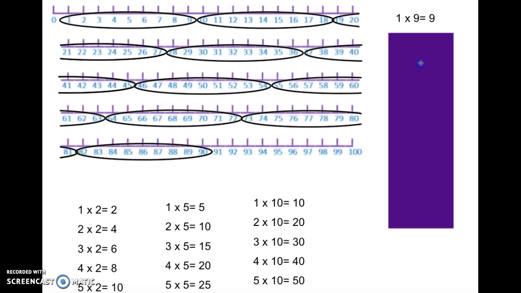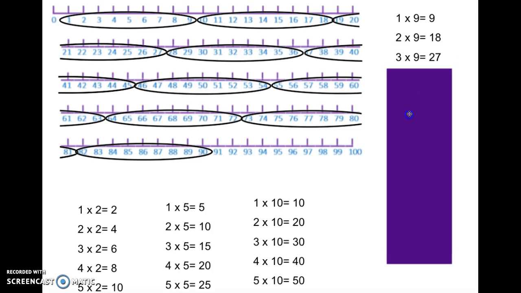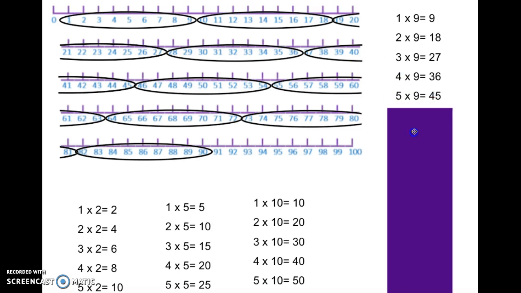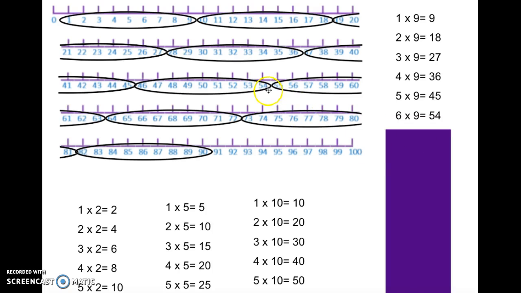Two sets of 9s, 2 times 9 equals 18. 3 times 9, or 3 sets of 9, is 27. 4 sets of 9, 4 times 9 is 36. 5 sets of 9 is 5 times 9 equals 45. 6 sets of 9, 6 times 9 equals 54.